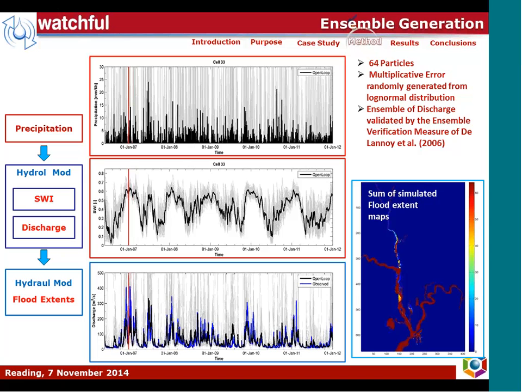And this gives us, on the middle plot, the uncertainty of the soil moisture, and also in the end the uncertainty of the discharge. And then this ensemble of stream flow records is used as boundary condition of the hydraulic model and allows you to generate an ensemble of flood extent maps that you can then compare to the flood extent that you can obtain through remote sensing.